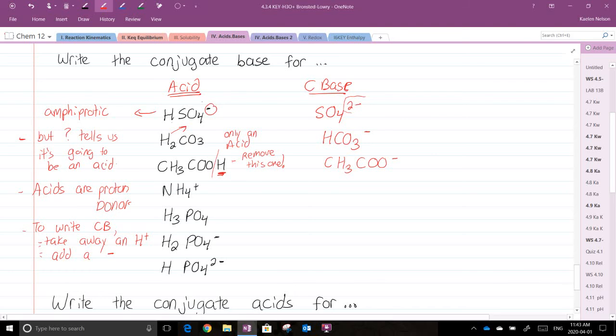NH4 plus, this guy's got an extra H, so if I take an H off, it just becomes NH3. That's the conjugate base form. That is ammonia. We'll learn to recognize that one as a common weak base. And I'll pause now and let you try the other few on your own and come back to them.